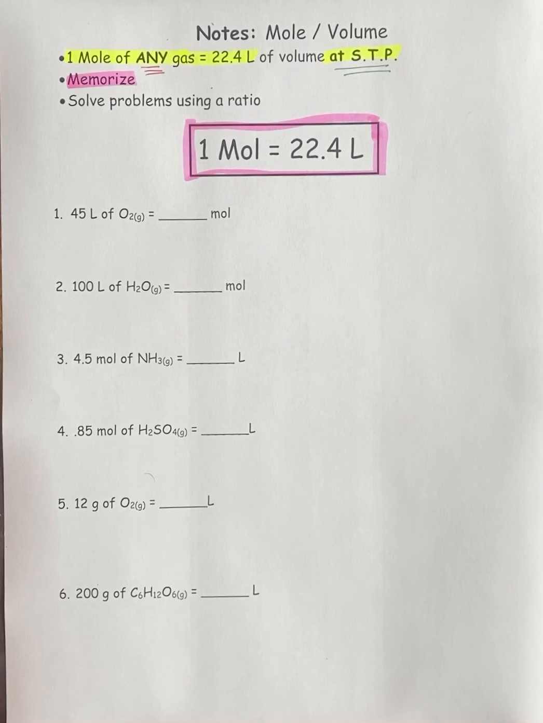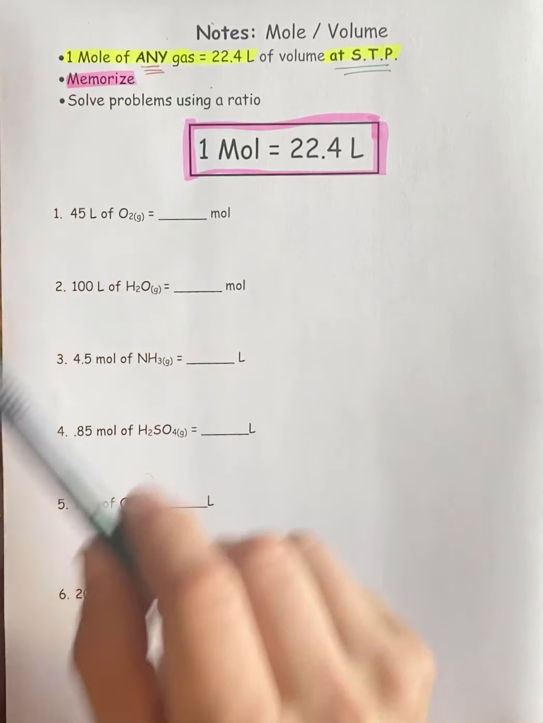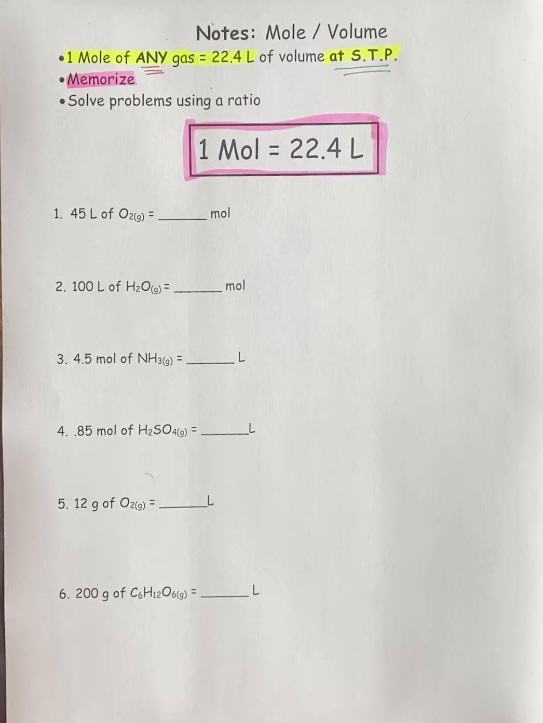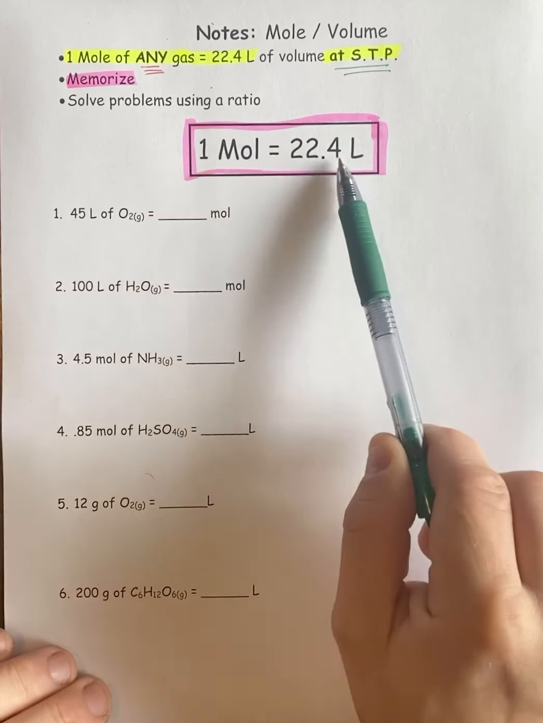Today we're going to look at moles and their relationship to volume. 1 mole of any gas takes up 22.4 liters at STP. So this relationship is true, and what makes it so important is the any gas part. So this doesn't work for a gas, this works for all gases. It is something you have to memorize, that 1 mole is 22.4 liters.